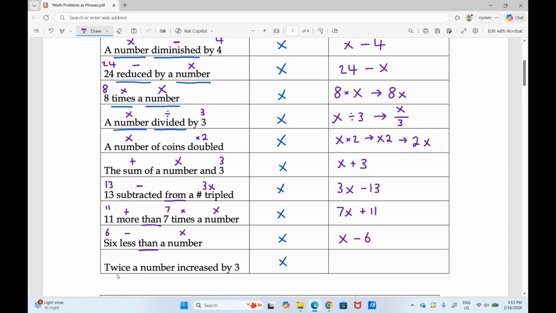Now, twice a number increased by 3. Twice a number means I'm taking a number and I'm timesing it by 2. We'll let the number be x here. And then I'm going to increase. Increase means to add, and I'm increasing it by 3. So this would be 2x plus 3.